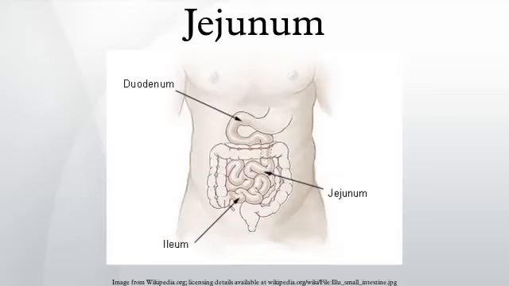The jejunum is the middle section of the small intestine in most high vertebrates, including mammals, reptiles, and birds. In fish, the divisions of the small intestine are not as clear and the terms middle intestine or midgut may be used instead of jejunum. The jejunum lies between the duodenum and the ileum.